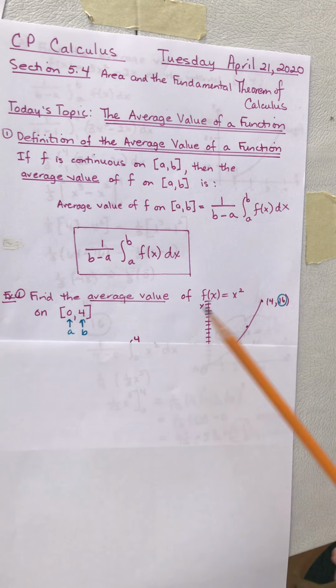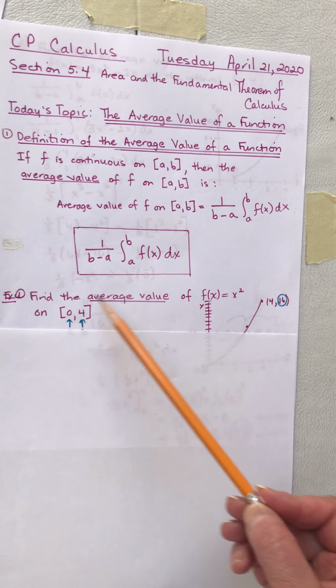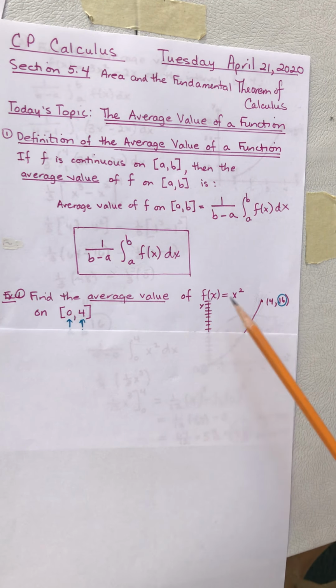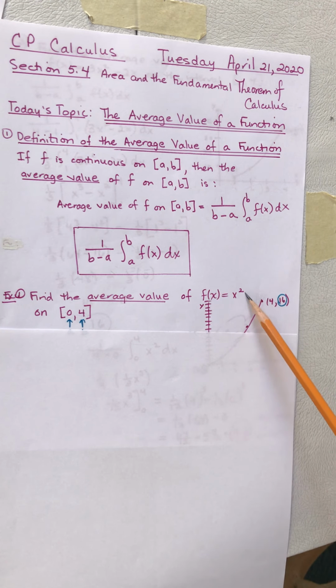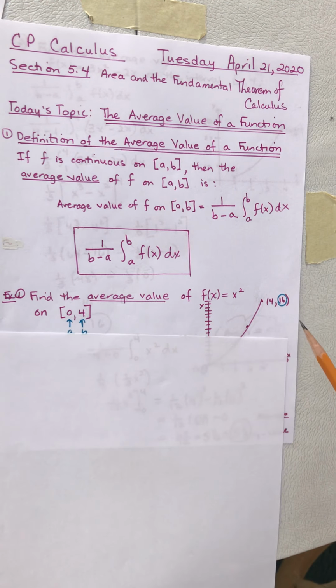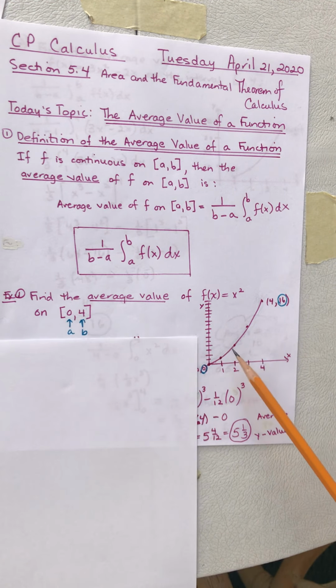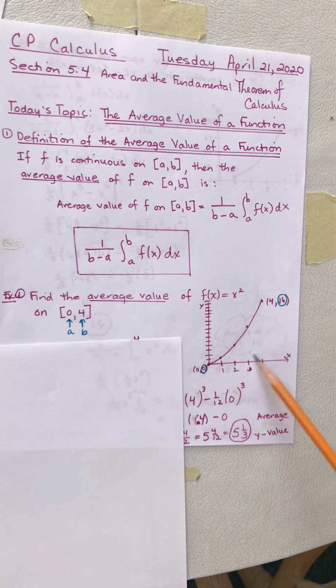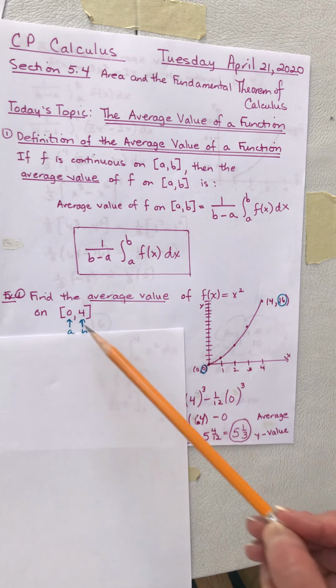There's the formula, here's the example. Find the average value of f of x, which equals x squared. That's our function. That's going to be our graph on the closed interval 0, 4. So I'm asking you to graph it tonight as well, and I did that here. And so we only need to graph it from 0 to 4.